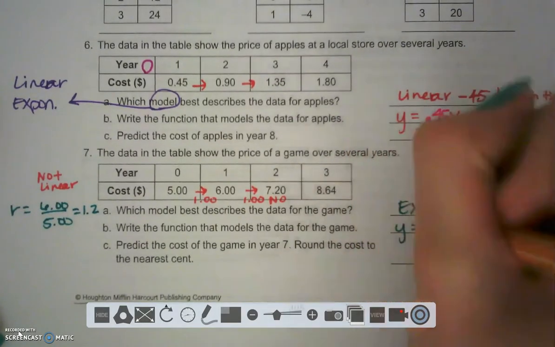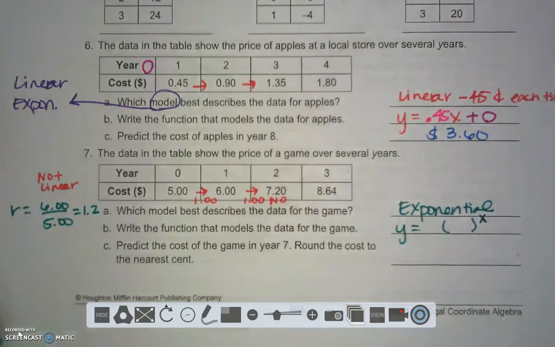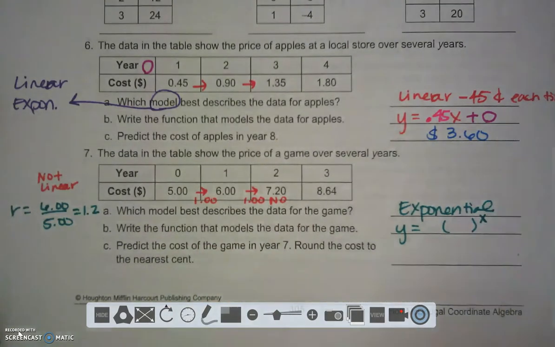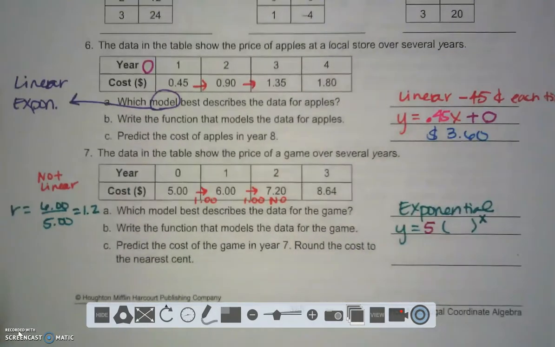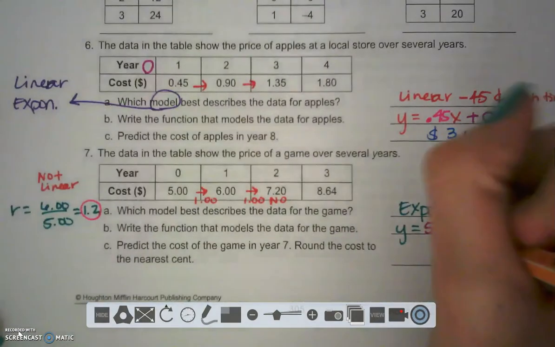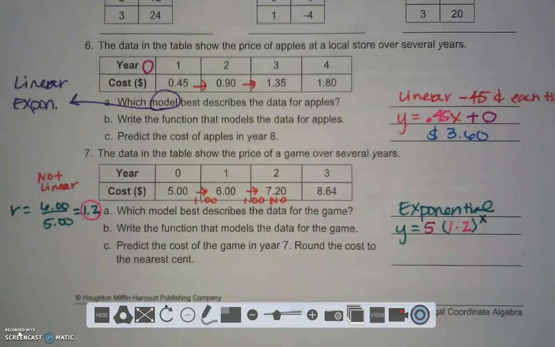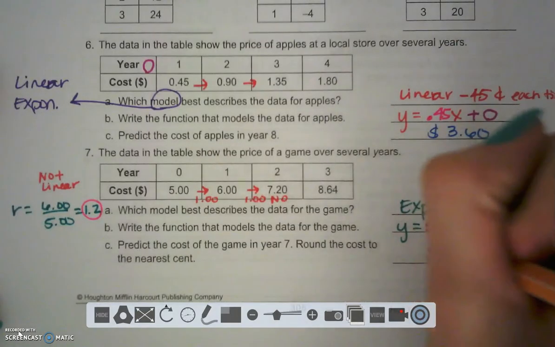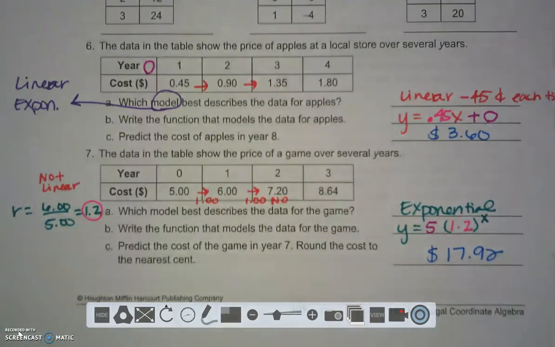So we're going to write y equals, and I'm going to have some parentheses raised to the x. What is my initial amount? What is my cost at year 0? It is $5. So that's the a value. And what's my rate? How big is this thing growing? We found it, it's 1.2. So if I want to know the cost of the game in year 7, I'm going to put a 7 in that x spot, and we're going to get $17.92.